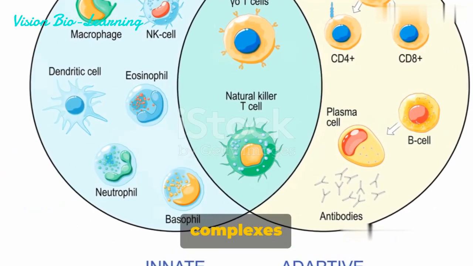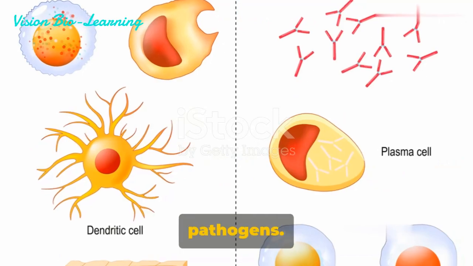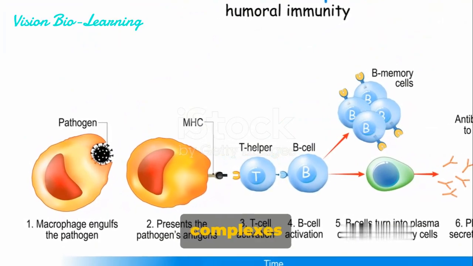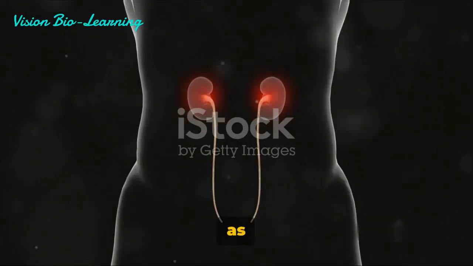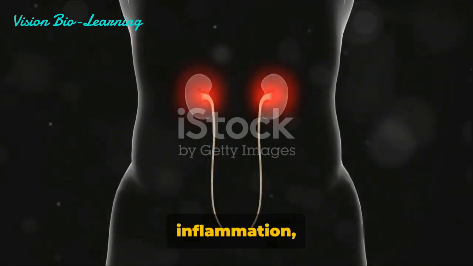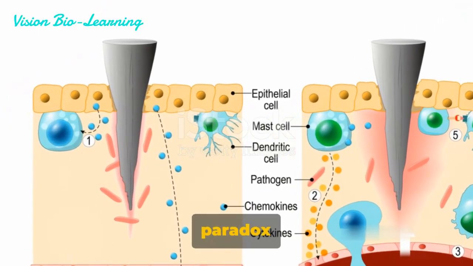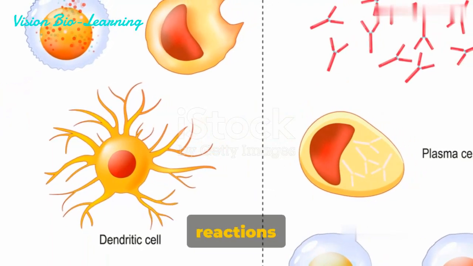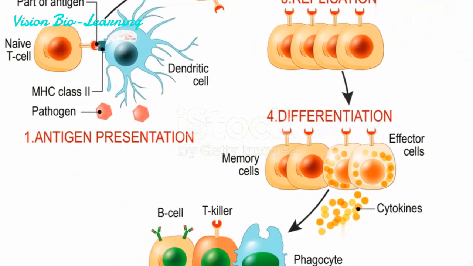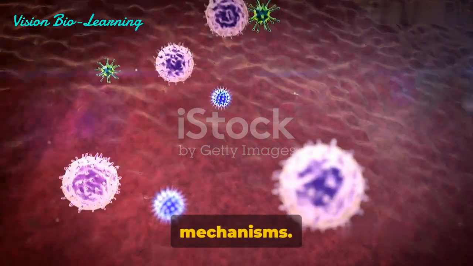Now, these immune complexes are not inherently harmful. In fact, they're part of the body's normal response to invading pathogens. However, when they accumulate in excess, problems arise. The immune complexes can deposit in various tissues such as the kidneys, joints, skin, or blood vessels, triggering inflammation. This inflammation, while meant to protect the body, ends up causing tissue damage. This is the paradox of type 3 hypersensitivity reactions, a protective immune response transformed into an agent of harm. It's a fascinating, if somewhat unsettling, aspect of our body's defense mechanisms.